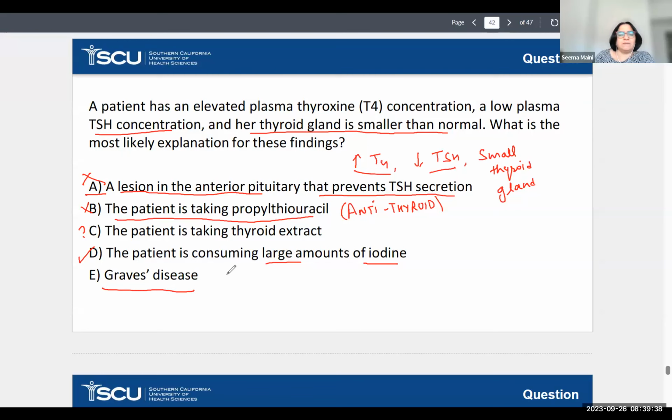Graves disease, again. Can it be Graves disease? But Graves disease will not cause shrinkage of the thyroid gland. Of course there will be an increased level of T4, and low TSH is quite explainable because of the TSI, but that does not explain a small thyroid gland. If you have TSI, thyroid stimulating immunoglobulin, it will not let the thyroid gland shrink. The only explanation that fits, according to me. If you think otherwise, please let me know. Do you still think this is the right choice? The patient is taking thyroid extract. Does that fit?